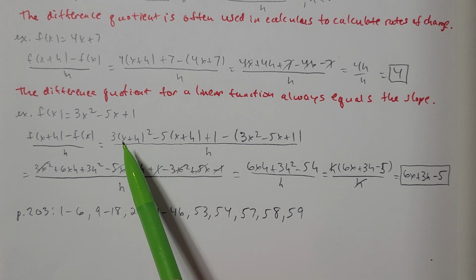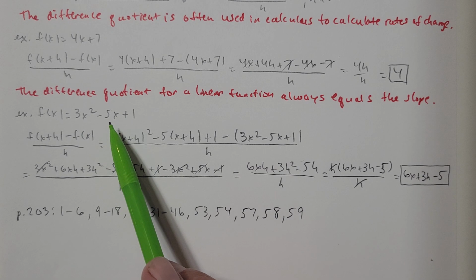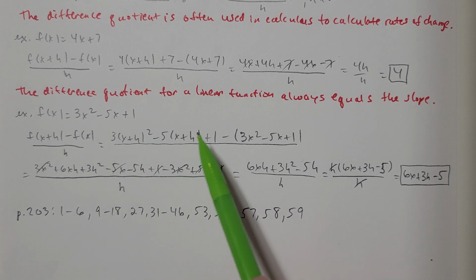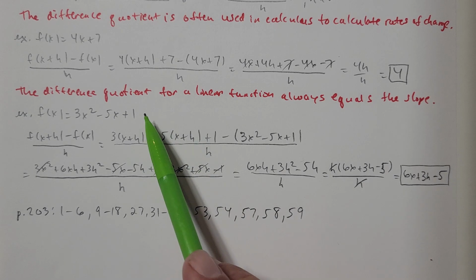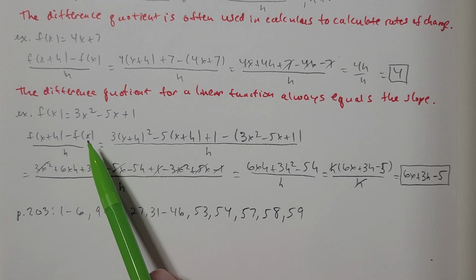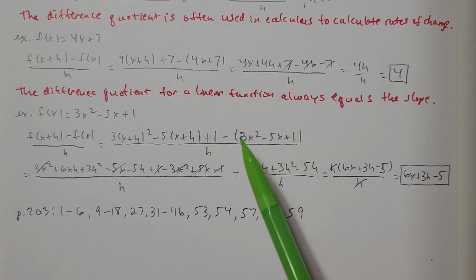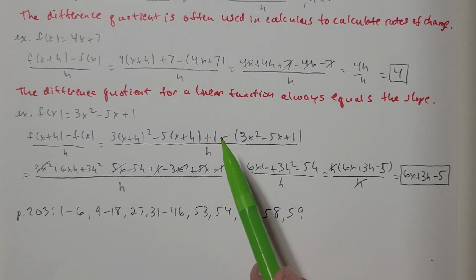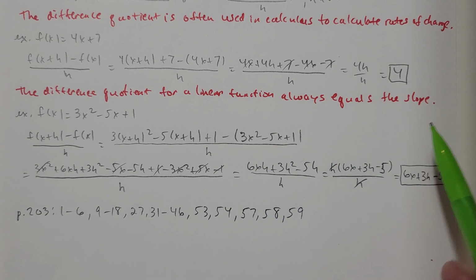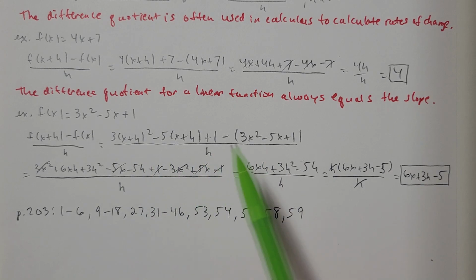Okay, so I've got 3 times x plus h squared minus 5 times x plus h plus 1. And then I'm subtracting f of x, subtract the whole thing, so I need parentheses around that. Because the next thing I'm going to do is distribute this negative into these 3 terms. And this is all over h.